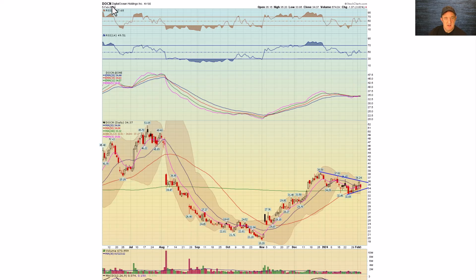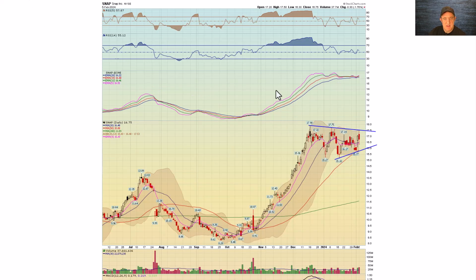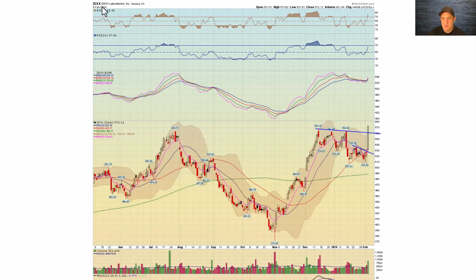Driver 76, DOCN, coiling pattern. This could go either way. This could be a long if it breaks out. It could be a short if it breaks the lower trend line. Driver 77, Burlington Stores, coil pattern setting up. Could go either way. Driver 79, Snap, coiling as well. One to watch. They're laying off 10% of their workforce, or 20%.